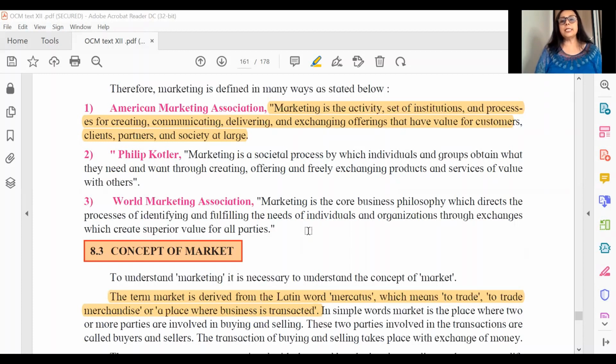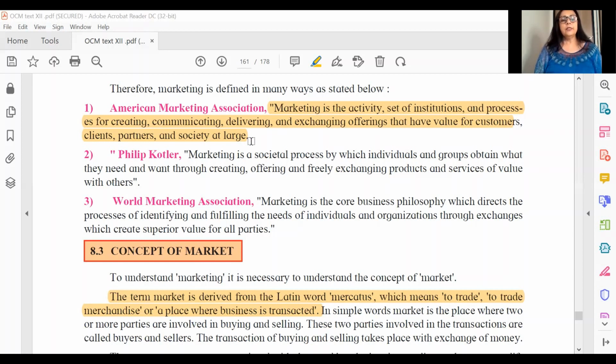So here we see marketing is an activity. It is a set of institutions. So it is not just a process, it's basically a lot of institutions. It includes banks, insurance, advertising agencies, and a lot of other functions. Everything about transporting, everything about communicating between businessmen, all of that together comprises marketing. So it is basically an activity, a set of institutions, and a set of processes. And what exactly is done? They create, they communicate, they deliver, and they exchange offerings that have value for customers, clients, and partners, and they add to society at large. So that is just one of the definitions.